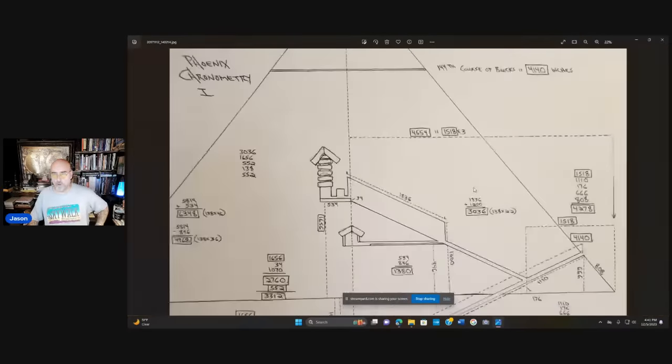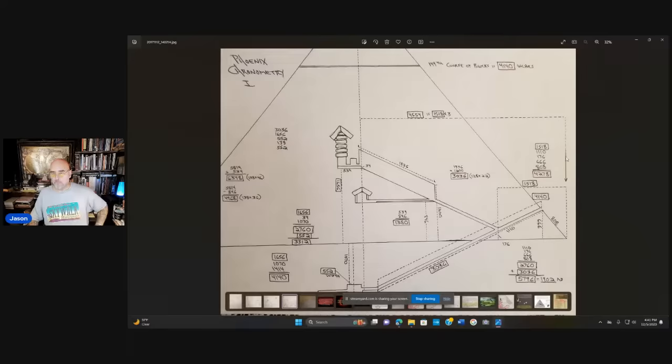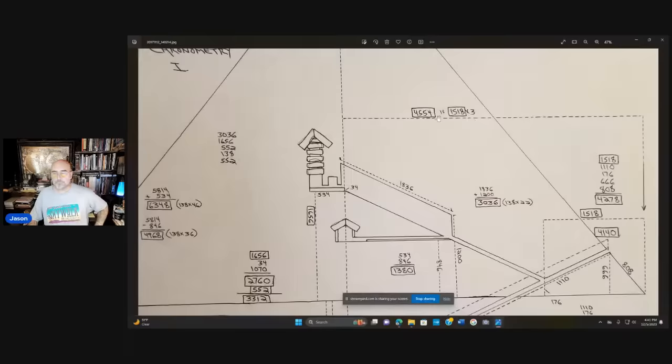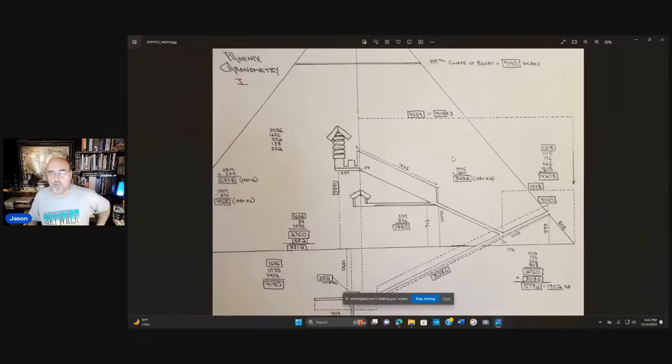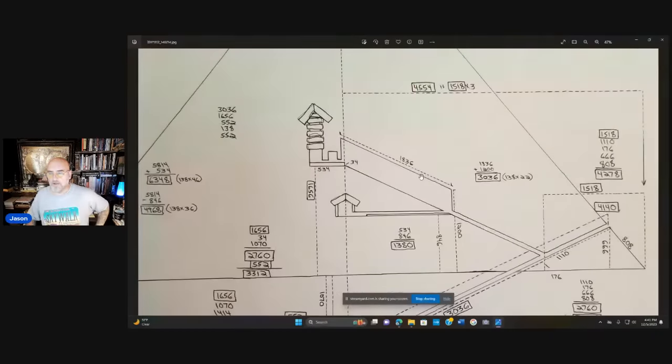It's 4,554 inches away from the base perimeter of the monument. Right there. Which is 1,518 times 3. Both of these numbers are divisible by 138. But 1,518 is another measurement that's found right here.